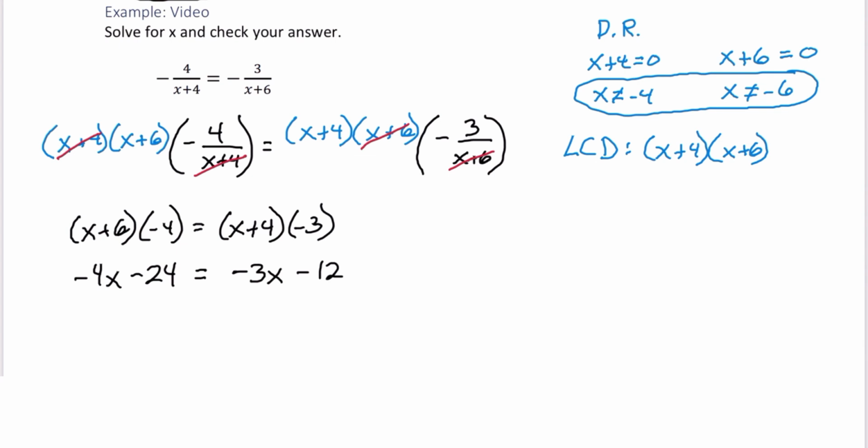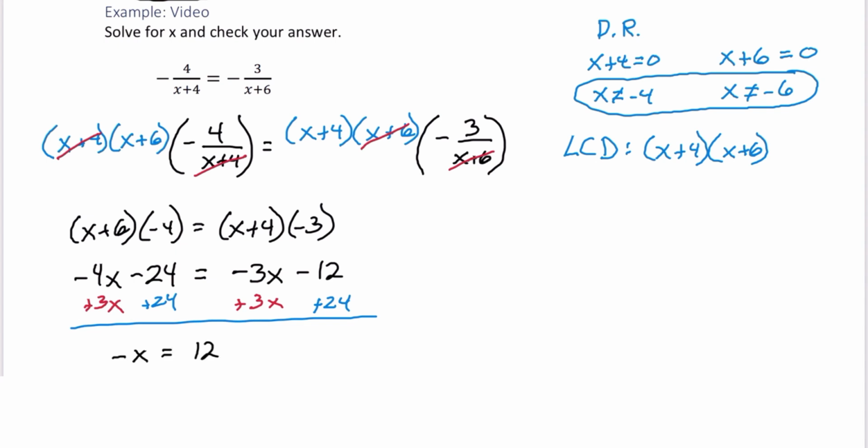At this point, we want to move all the terms that contain a variable to one side. I like the left, and then terms that do not contain a variable to the opposite side. We're going to add 3x to both sides and add 24 to both sides. This will make the x's appear on the left and the constants on the right.